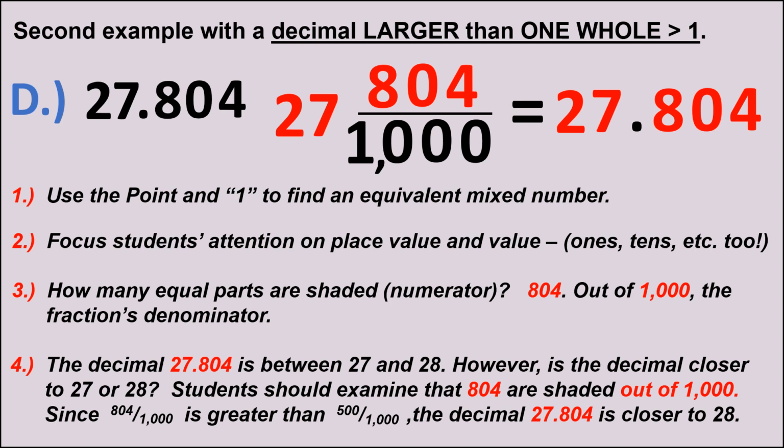The decimal 27.804 is between 27 and 28. However, is the decimal closer to 27 or 28? Students examine that 804 are shaded out of 1,000. Since 804 thousandths is greater than 500 thousandths, the decimal 27.804 is closer to 28.